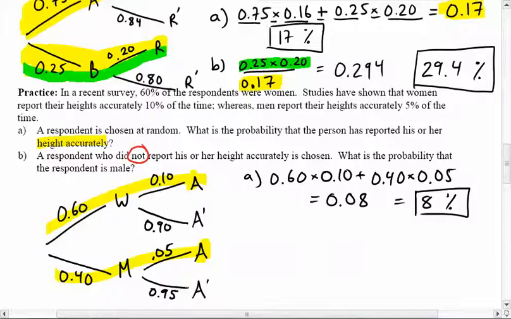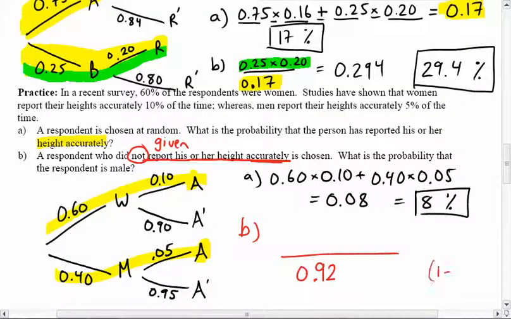So, you were given that they did not report their height accurately. So that means you're not looking at 8% as a total. You're looking at the opposite. You're looking at 92%. That's just doing 1 minus 0.08. Because if this is accurate, then not accurate is exactly the opposite. You could also check that by actually multiplying both these branches together. You would also get 92.